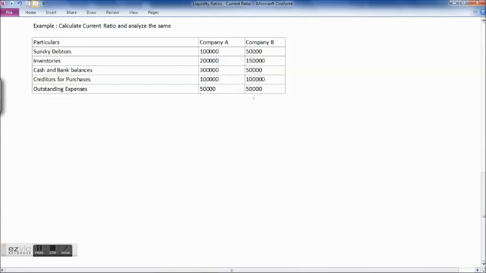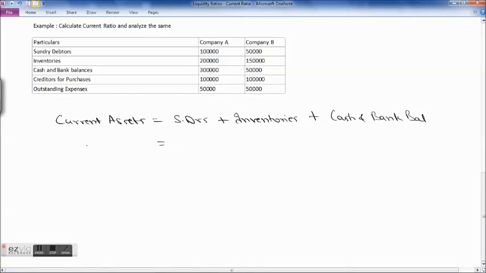Now let's analyze the current ratio. For finding out the current ratio, first we have to find out how much the current assets are. So current assets is equal to sundry debtors plus inventories plus cash and bank balance. So let's see for company A.